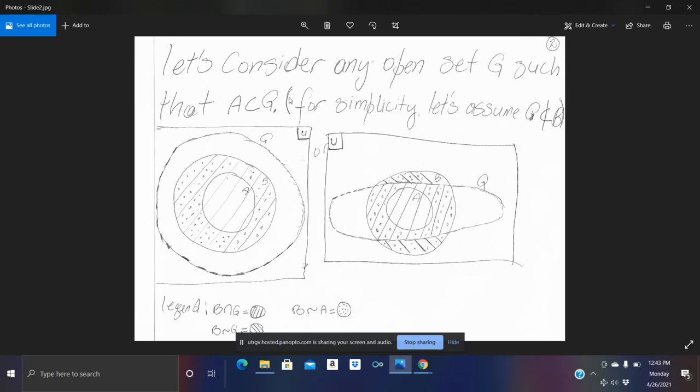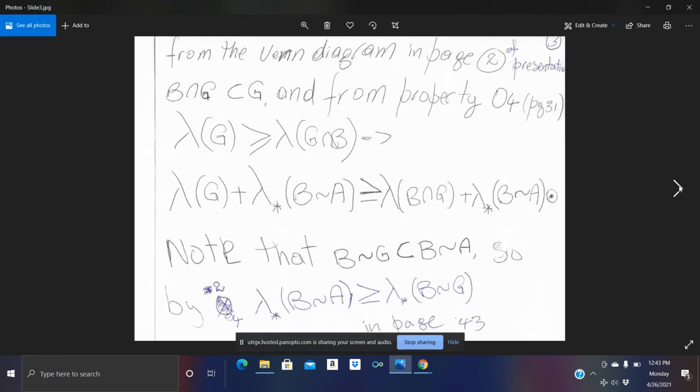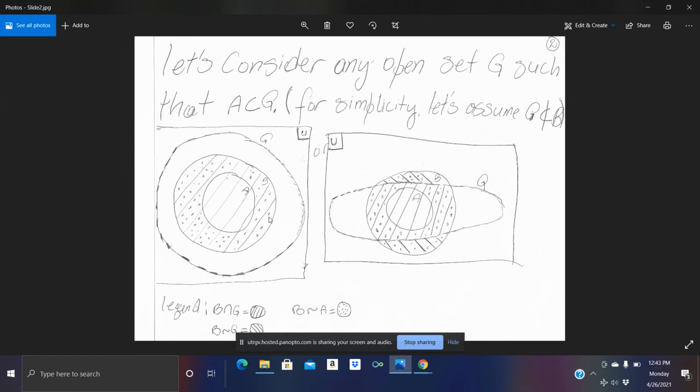To prove that, we consider a set G such that A is a subset of G, as it is in here. A is inside G, and we show it two different ways. So A here, and this is G, so A is a subset of G. From the Venn diagram, we see that the intersection of B and G is a subset of G itself. This space here is the intersection, and it's a subset of G, and the same is true for this Venn diagram here.